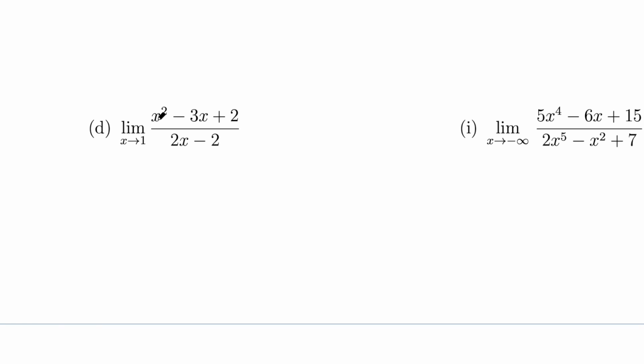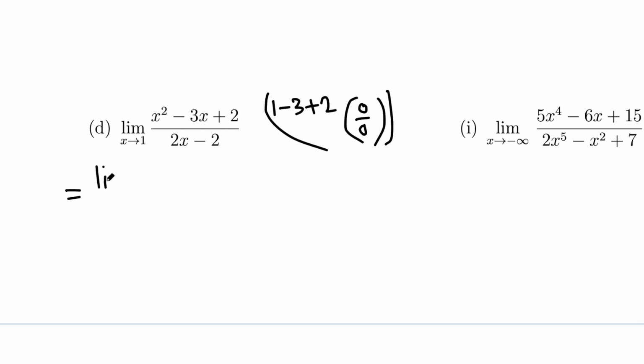Plug in 1. So 1 squared, 1, minus 3 times 1, 3, plus 2. 1 minus 3, negative 2, plus 2, 0 on the top. 2 times 1, 2, minus 2, 0. So we get 0 over 0. That means more work. So we factor the top, we factor the bottom as usual. On the bottom, only 2 factors out, leaving x minus 1.